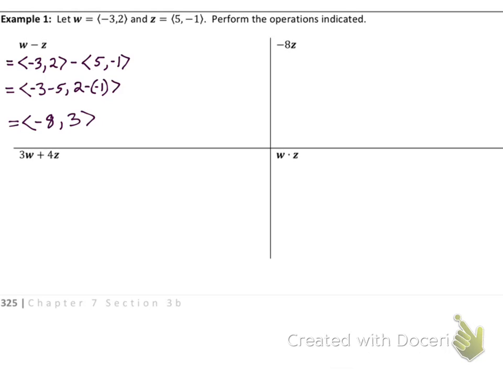That'll be an easy enough problem on the test, hopefully. Negative 8 times vector Z can be rewritten as negative 8 times the actual vector, which was 5, negative 1. Well, when I do scalar, I'm just scaling both my A value and my B value. So that's going to equal negative 8 times 5 and negative 8 times a negative 1, which is going to equal a negative 40 and 8.